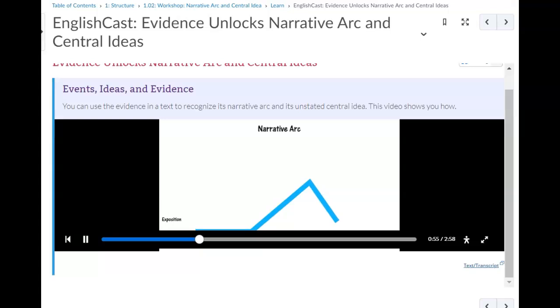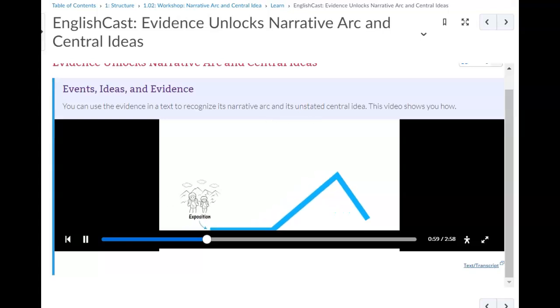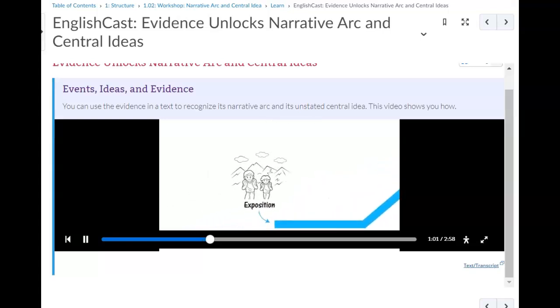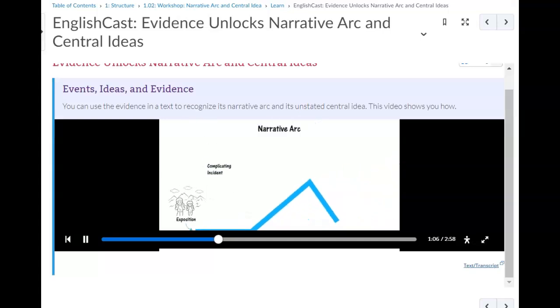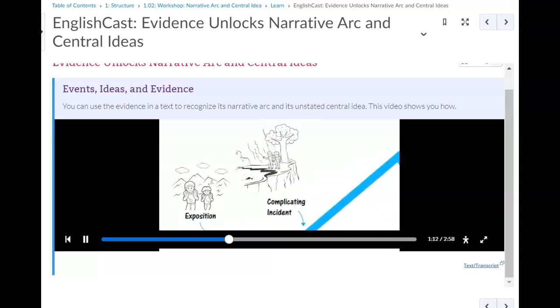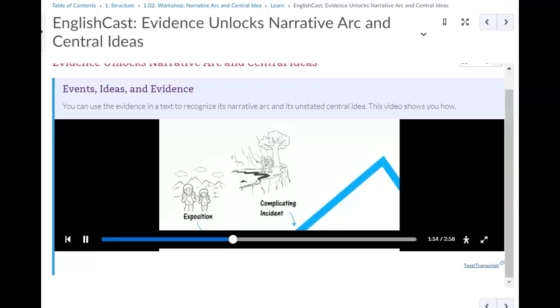The story will start with the exposition, which sets up characters and setting. To identify the exposition, look for vivid details about the characters and where the story takes place. The complicating incident will start the action and conflict. Usually, the complicating incident involves a problem the characters must solve.